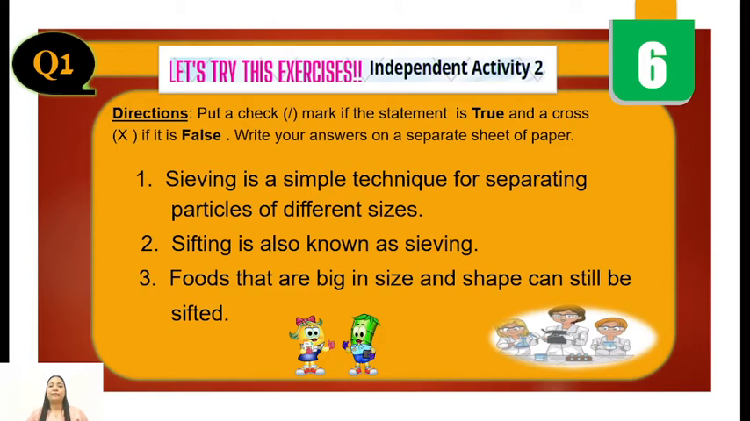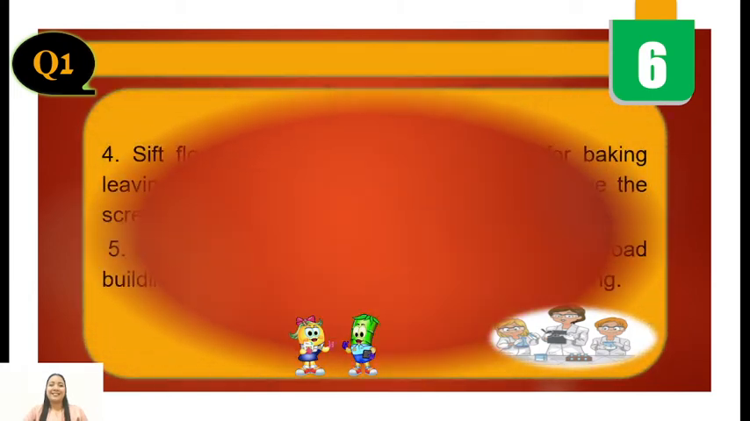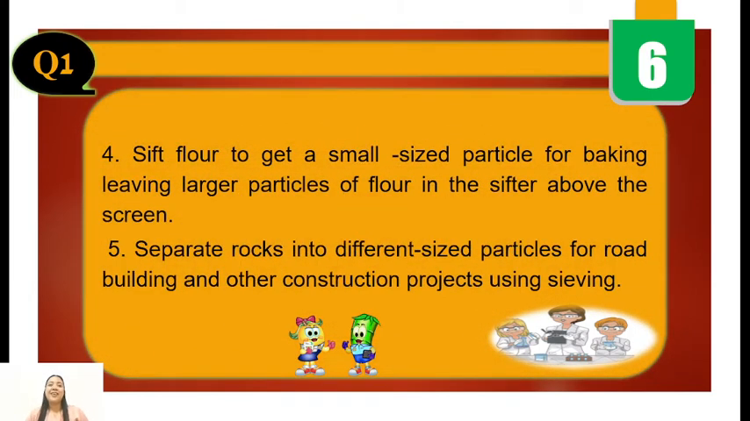Number 3. Foods that are big in size and shape can still be sifted. Check or X? Next, number 4. Sieve flour to get a small size particle for baking, leaving larger particles of flour in a sifter above the screen. Check or cross?